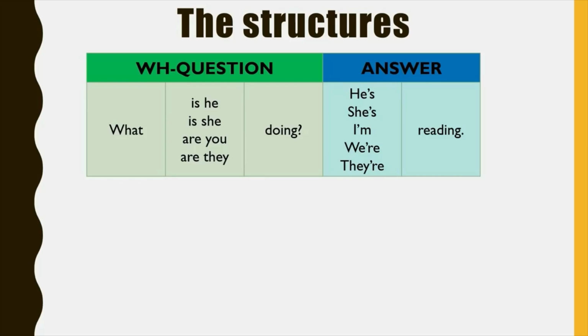If you look at the table, there are two columns in different color. The first column is the green color, which is the way we ask questions about what people are doing. The blue column is the way we answer the WH question. If you look at the green column, when we ask a question about what people are doing, there is always a format for us to follow.